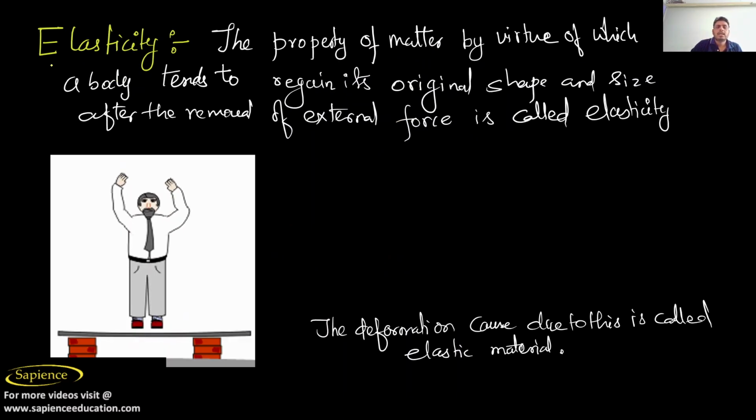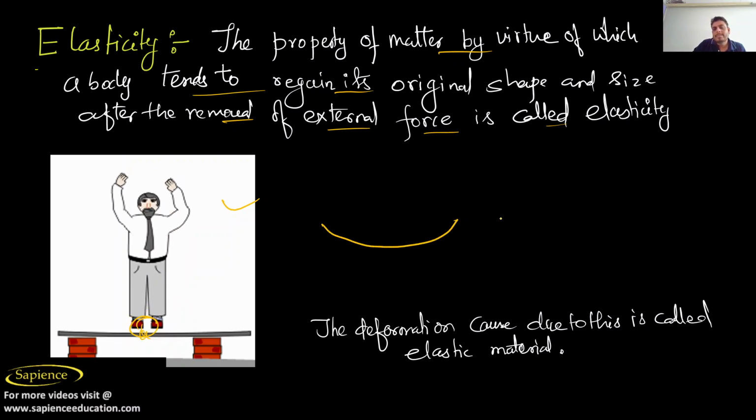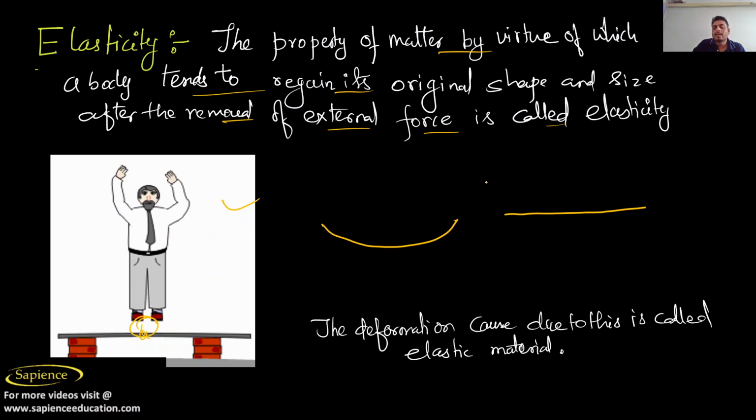What is elasticity? Try to understand. Elasticity is the property of a matter by virtue of which the body tends to regain its original shape and size after the removal of external force. From the figure you can understand that he is jumping on this body. As soon as he applies a force, the body bends like this, and as soon as he lifts off, it regains itself. It's like rubber or steel.